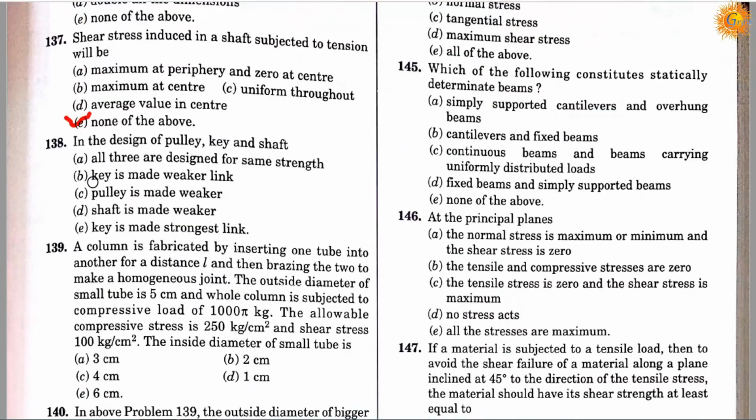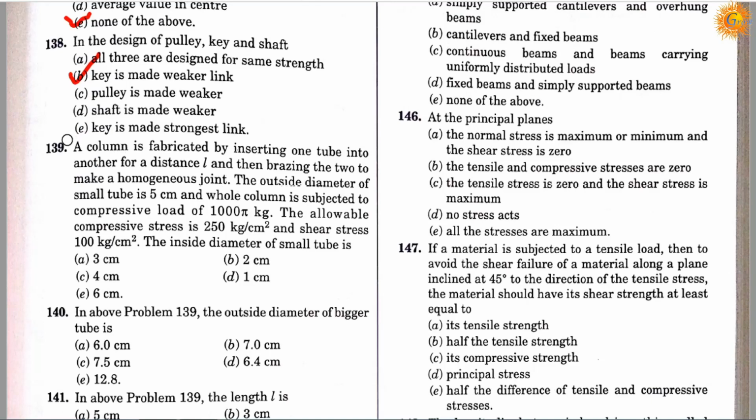Question number 138. In the design of pulley, key and shafts, option A, all three are designed for the same strength. Option B, key is made weaker link. Option C, pulley is made weaker. And option D, shaft is made weaker. Option E is key is made strongest link. Correct answer is B, key is made weaker link.